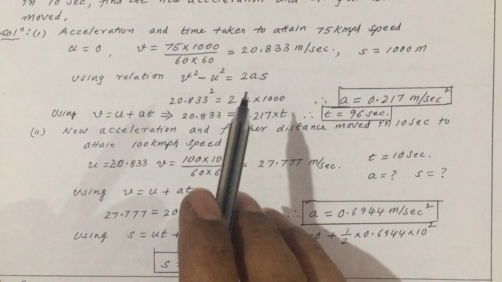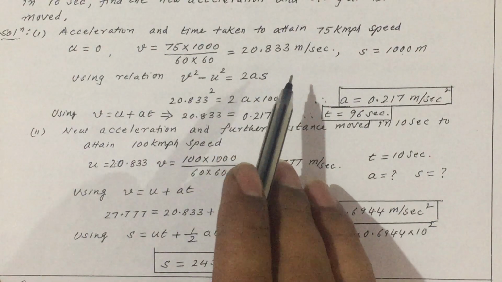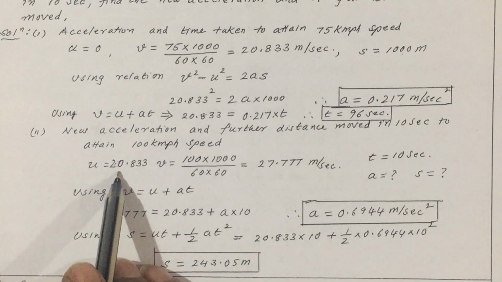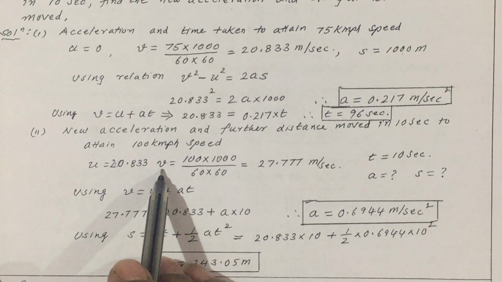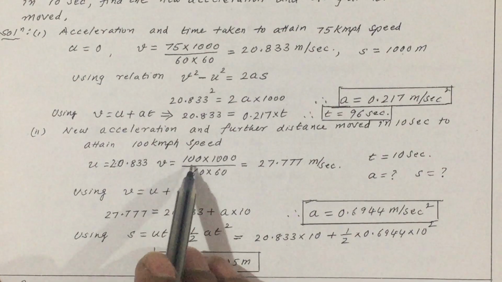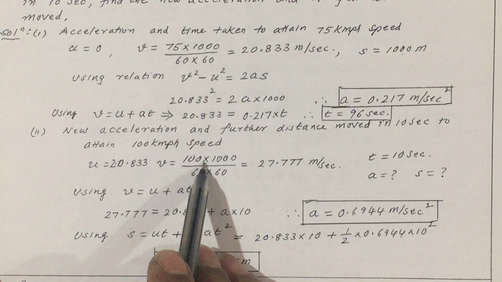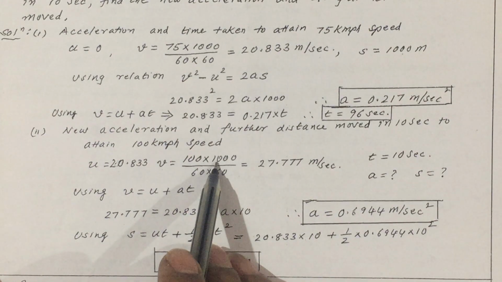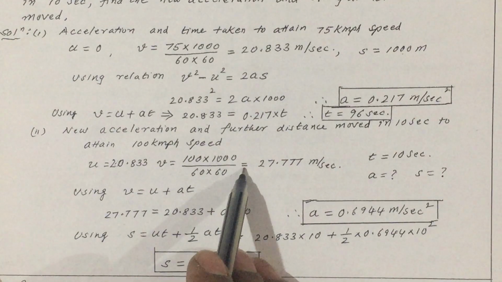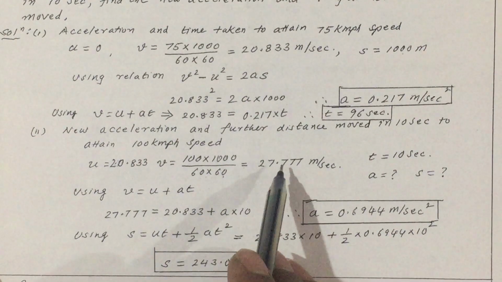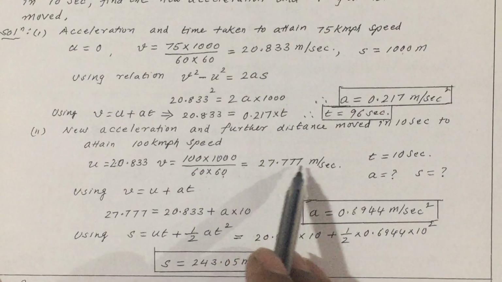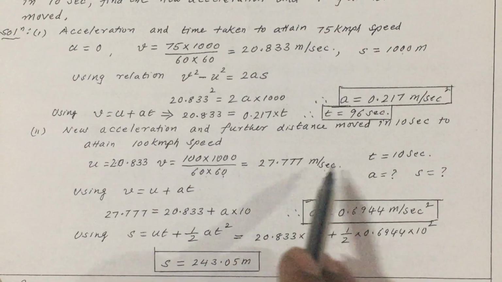In the previous equation, the final velocity is 20.833, that will become the initial velocity in the second case. Then final velocity here will become 100 kmph. So, 100 multiplied by 1000 in order to convert from kilometer to the meter, divided by 60 into 60 in order to convert hour to the seconds. You are going to get 27.777 meter per second.